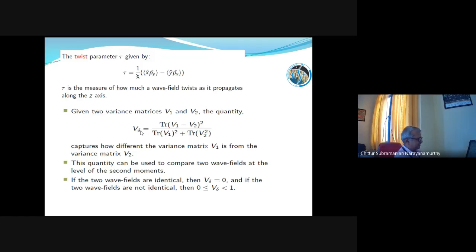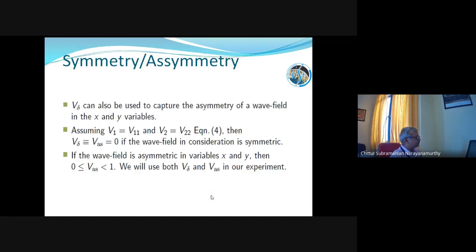Here, this is called symmetry and asymmetry. If the two wave fields are identical, then you can say that V delta equals 0. And if they are not identical, then it will take a value between 0 and 1. This is one of the important calculations here.